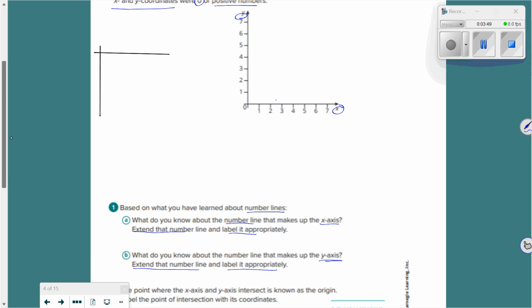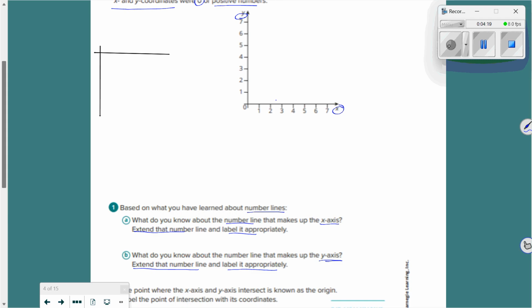What do you mean by extend? Extend means make it longer. So do I need to make it any longer to the right? No, it has an arrow there. Oh, like could I make it longer to the left? Yes. Think about what we've taught you about number lines. I want you to extend both of those number lines to include your negative numbers. There's your big hint.